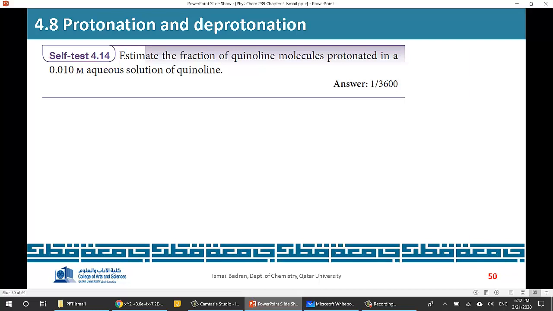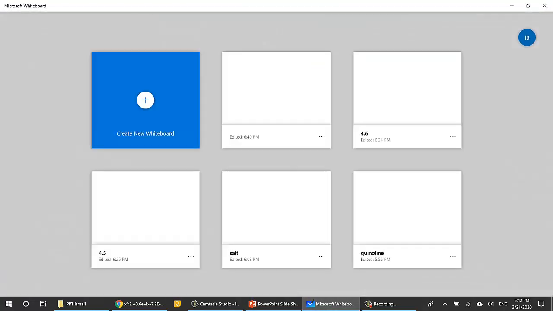So in this question, estimate the fraction of quinoline molecules protonated in 0.01 molar aqueous solution of quinoline. Okay, so that's self-test 4.14. Let's do that.